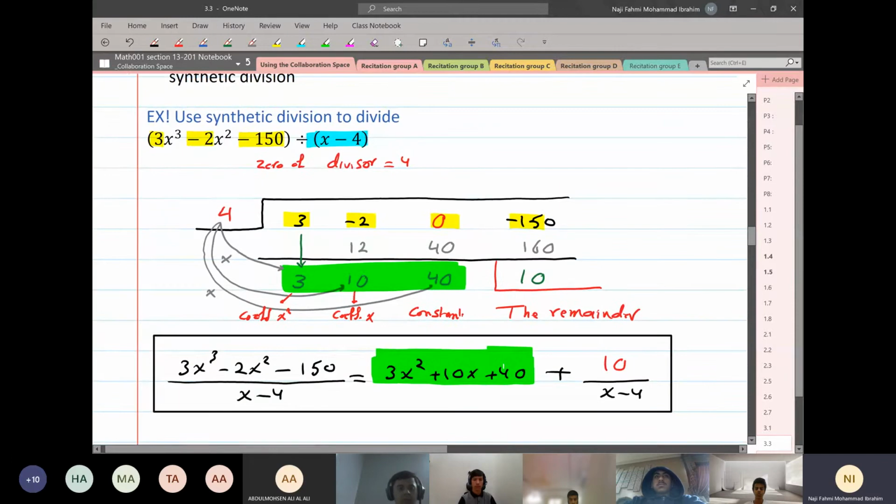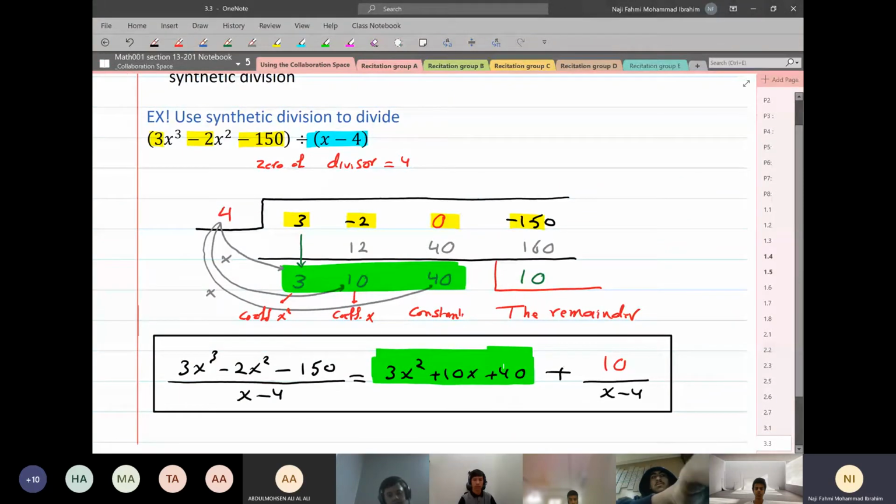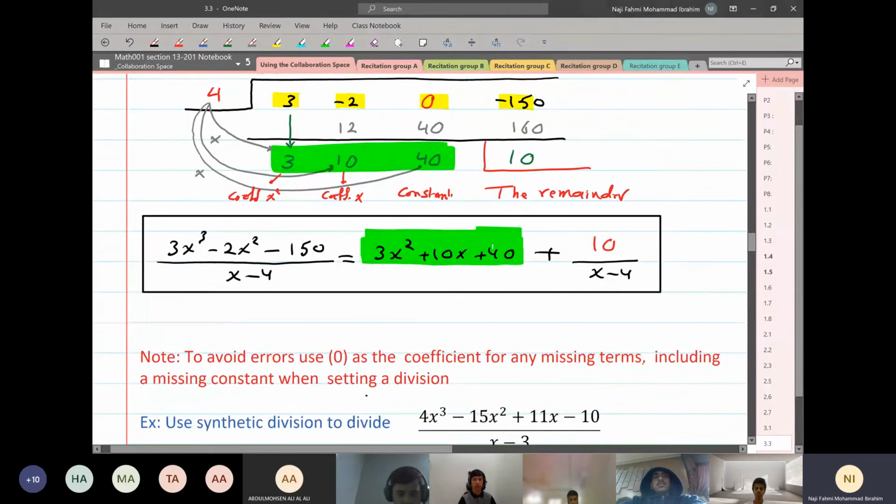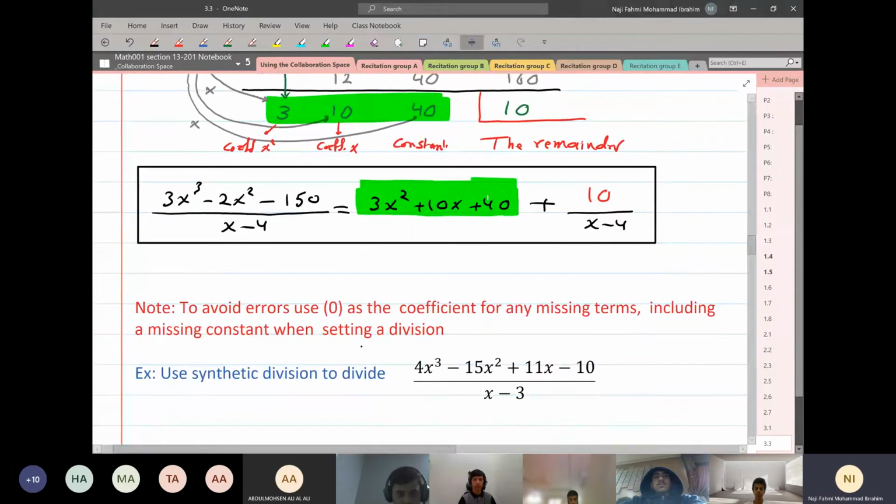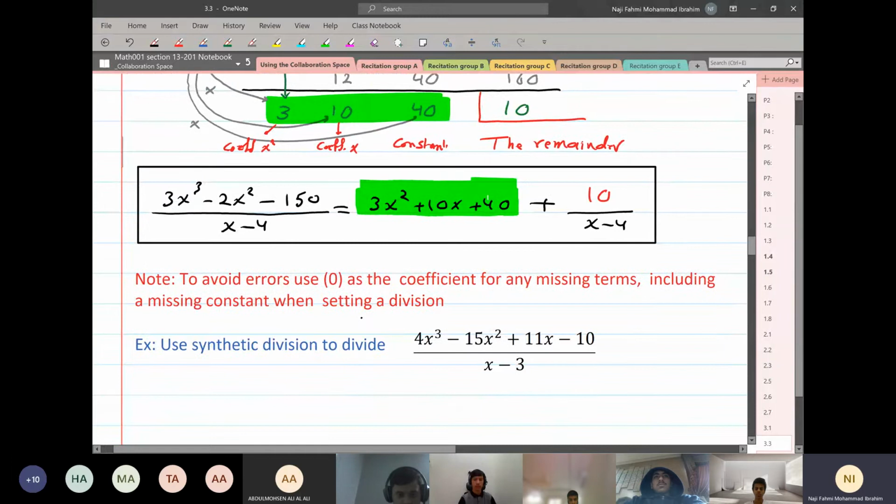But in your opinion, Shabab, which method is easier to use? The long division or the synthetic? Synthetic. I think the synthetic, but now there is a small problem in the synthetic. What's that small problem? Let me write it down for you.